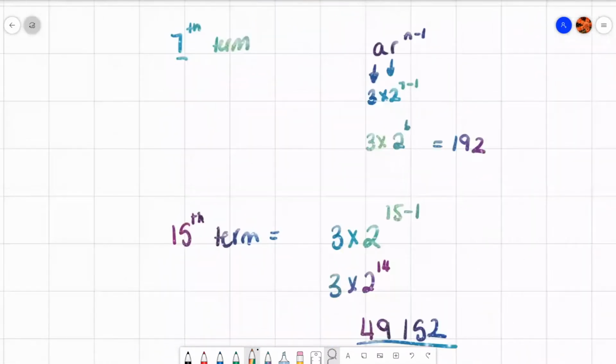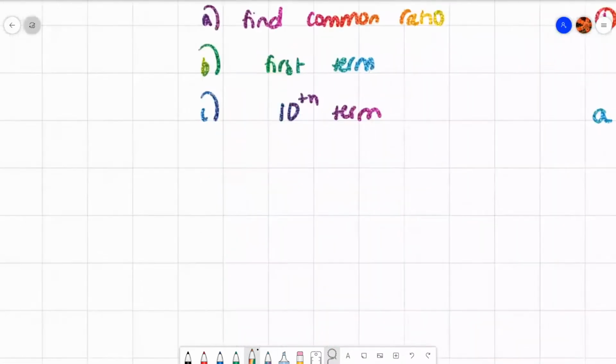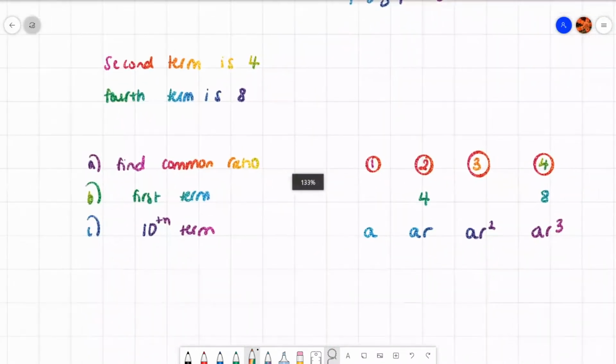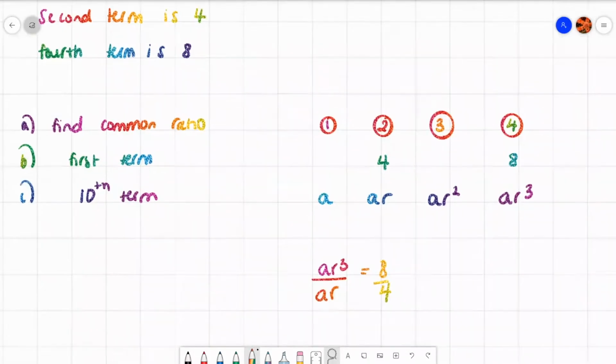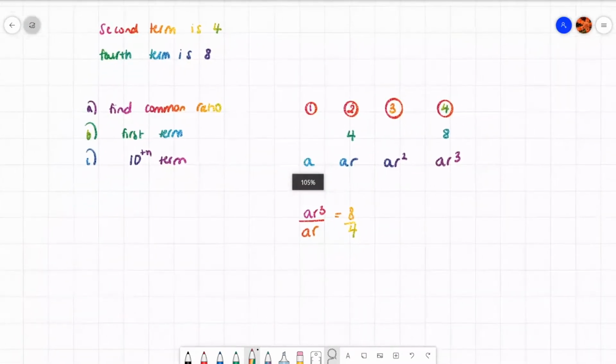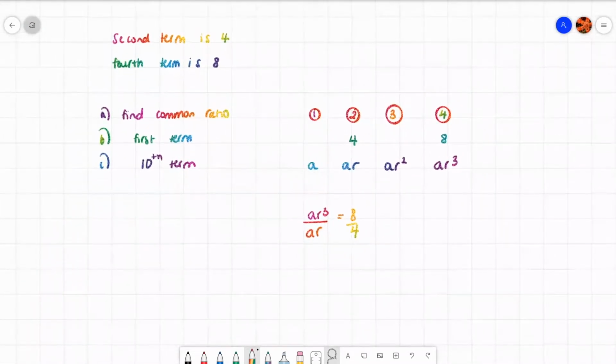Yeah, aren't they? Okay, so to get from one term to the other term, I can divide. So I'm going to do AR cubed divided by AR is equal to 8 divided by 4. The A's cancel, and R cubed divided by R is left with R squared. And 8 divided by 4 is 2.